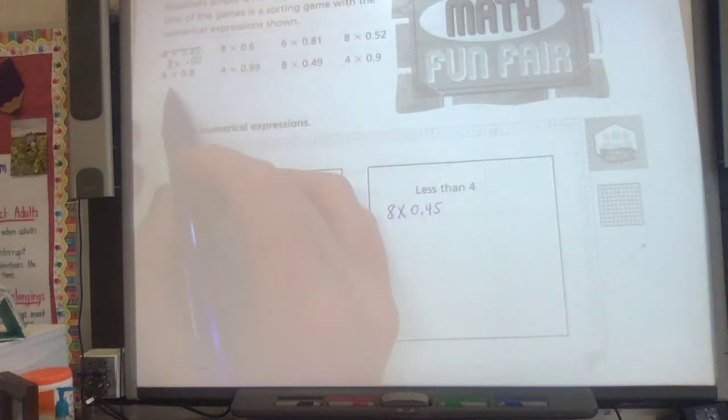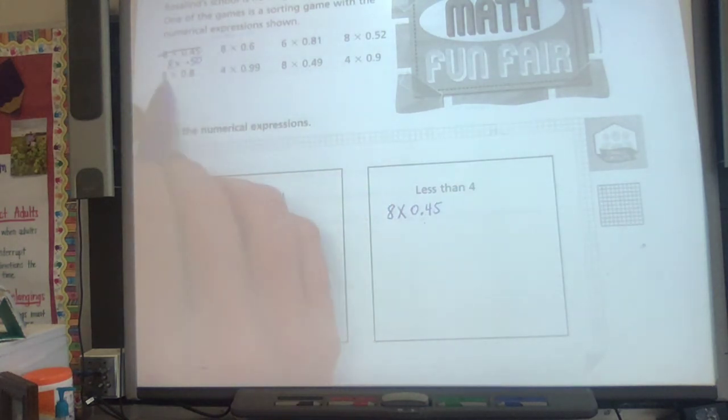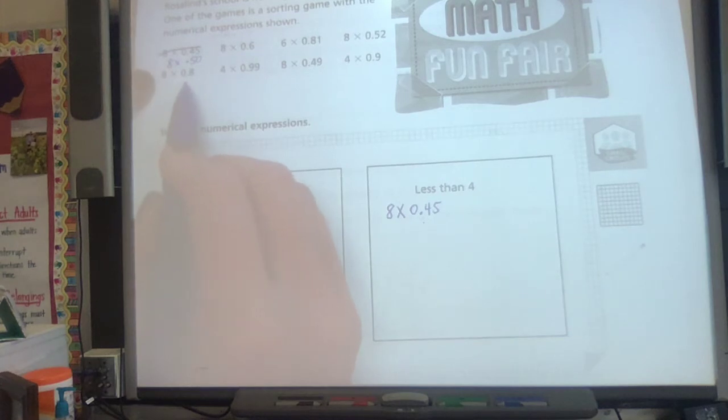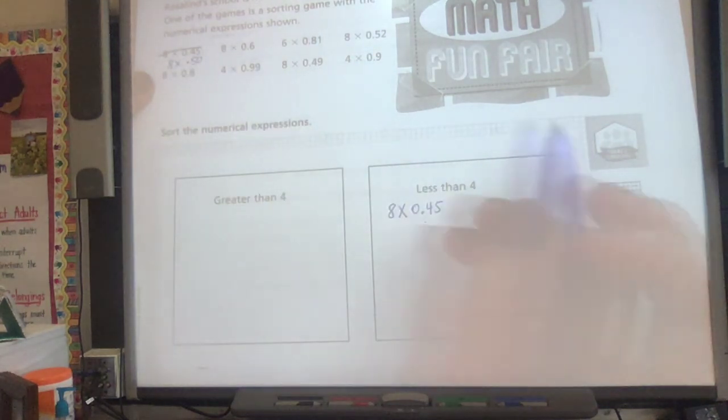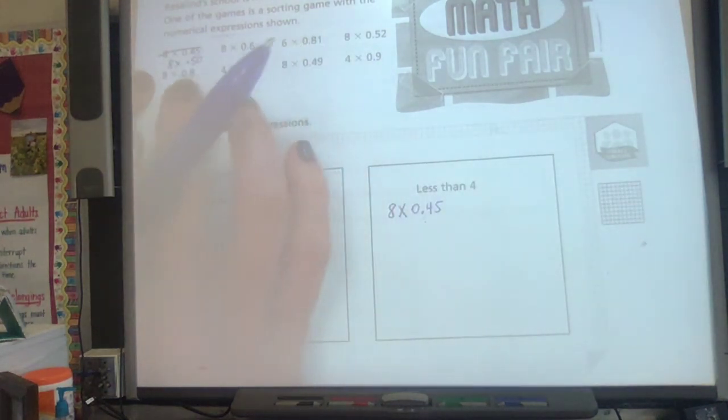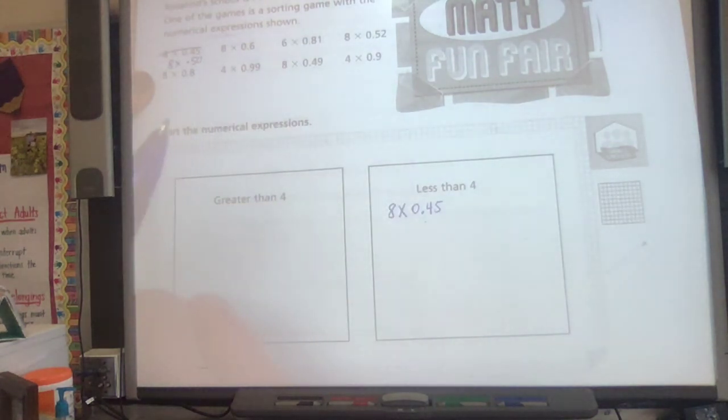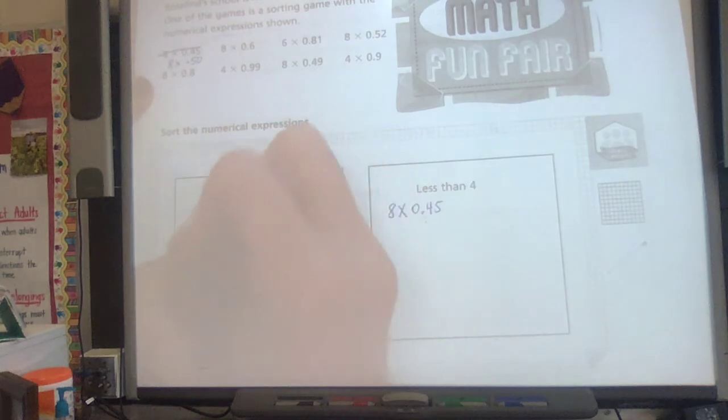Okay? Let's go down here. 8 times 8/10. All right, let me think now. 8/10. That's almost 1 whole. If I think about the picture, we've almost filled in that whole thing. So if I am close to one whole, and I do a whole 8 times, I'm going to be at 8. I know that my answer is going to be greater than 4 when I do that one.